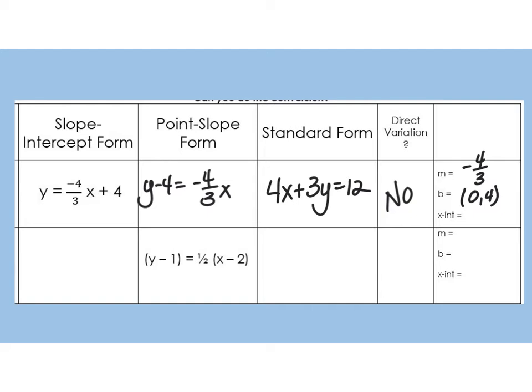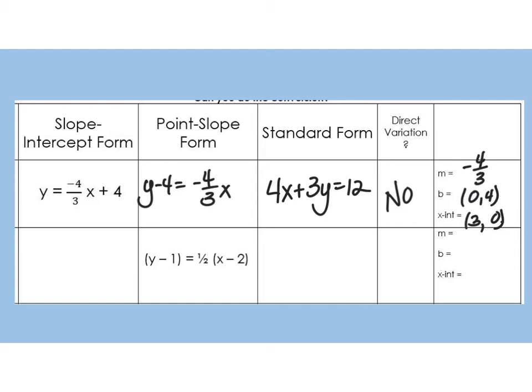Now we need to find the x-intercept. Remember, the x-intercept is where y is 0. So if I go back to my standard form, my x-intercept is 3, 0. So see, there's a lot we can do with these different types of equations. Let's try the next one.